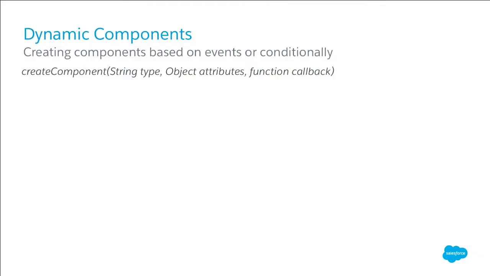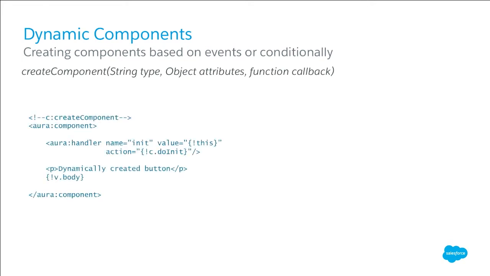Okay, dynamic components. So you've displayed stuff conditionally, but now you're adding components conditionally. Right? So you get to decide whether a component is part of another component or not. For that, we have a very handy function called createComponent. You just need to pass in the type of the component and the attributes, and a callback function which will be called when the component is created or rendered inside.